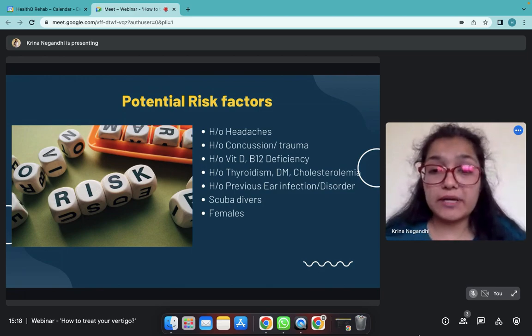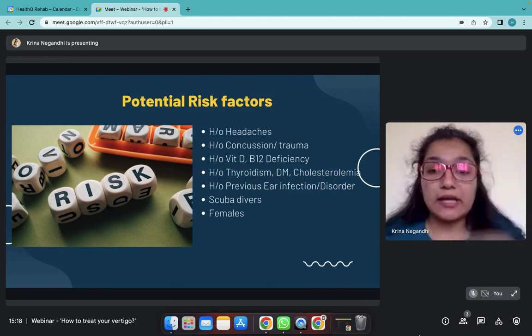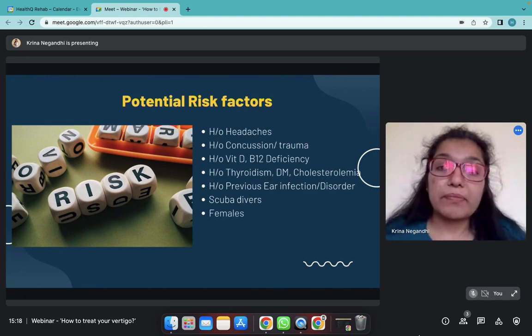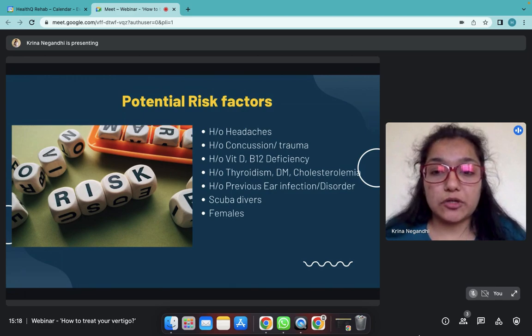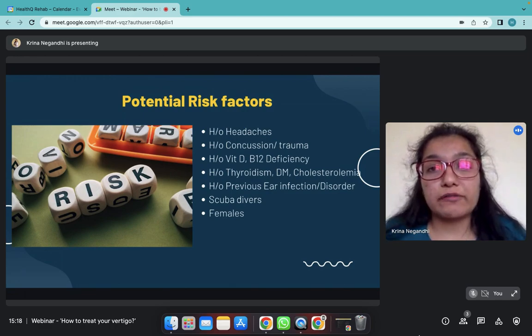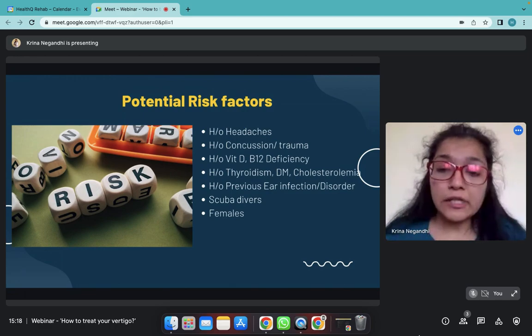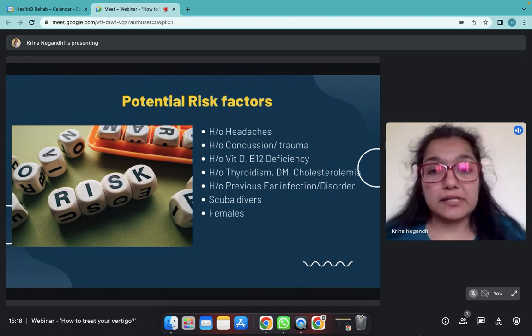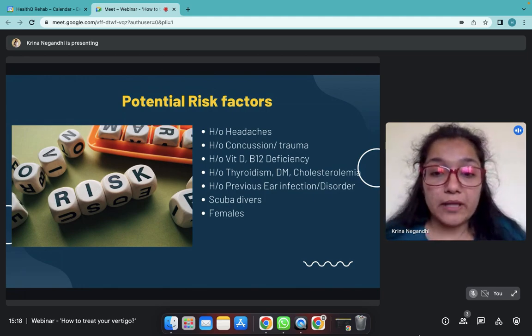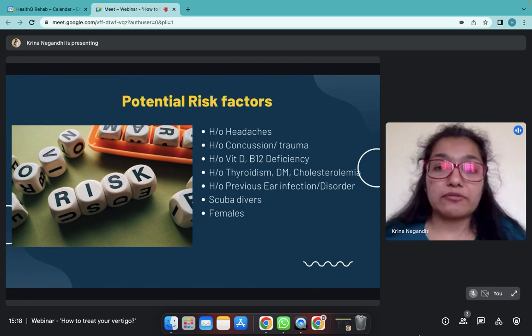A history of previous ear infection and disorders like herpes zoster and herpes simplex has an immediate effect on the neurons and nerves, including vestibular neuritis. Scuba divers are at more risk due to barotrauma. Females suffer more than males.